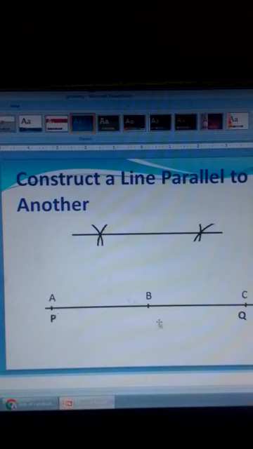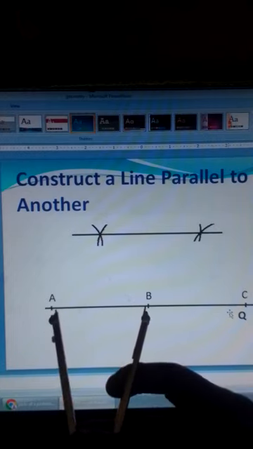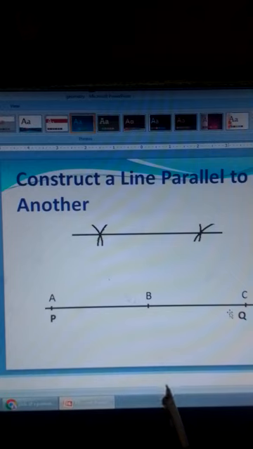So what we do is that we mark 3 points on this line PQ, point A, point B, point C, such that AB is equal to BC. After that, you adjust your compass to a radius AB. So this is AB, and you adjust your compass to that length AB like that, and then you make arcs from A and B on the same side of the line.